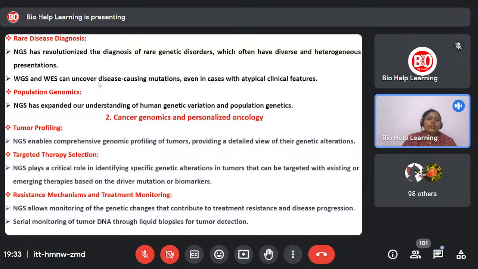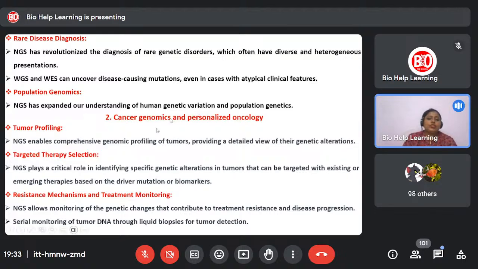Next application is population genomics. In population genomics, suppose you have multiple samples. The best example is COVID. COVID symptoms differ from person to person. Some have a coughing issue, some have a suffocation issue. So based on the comparison, you can take samples of individuals and run them at a time, and you will come to a conclusion about which genes are responsible. So it can be useful to understand human genetic variation and population genetics. These are very important uses of NGS data analysis in the health sector.